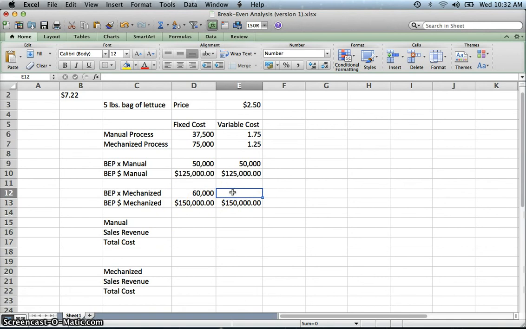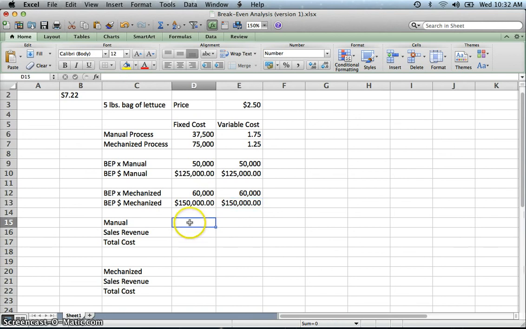Now we can easily go back to this. So if we had used this formula first, all we would do is take that and divide that by the $2.50 we get from every sale of lettuce, and that gives us back the 60,000. So hopefully, if you've done one of these calculations, either the quantity or the dollars, you can easily convert to the other one without having to go through and do the formula again.